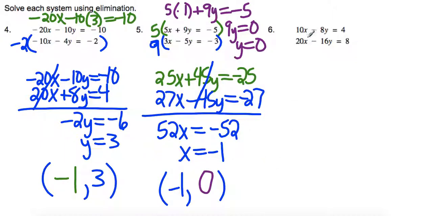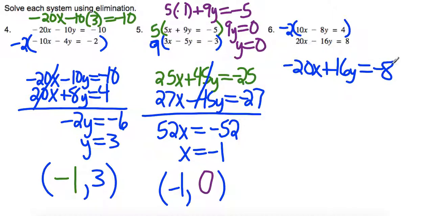All right, for the last one, let's see. Well, I have 10x and 20x, so maybe I just want to get a negative 20 up here. Does that sound good? I don't know why I'm asking. There's not anybody there. Okay, so I'm going to multiply this one by negative 2. So that top equation is negative 20x plus 16y equals negative 8. I'm not going to mess with that second equation. 20x minus 16y equals 8.